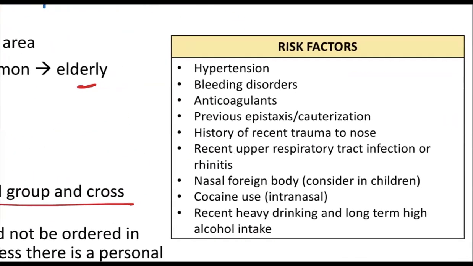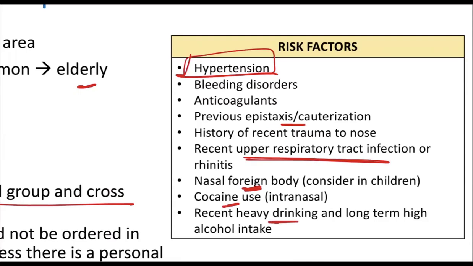What are the risk factors? Like for any bleed, the risk factors remain the same here also. The different risk factors you need to remember: hypertension can lead to a nosebleed. Previous cauterization or epistaxis can lead to it. Upper respiratory tract infections are one of the important causes. Dried mucus, they usually scratch it, resulting in bleeding. Any foreign body in the nasal cavity, especially seen in the pediatric age group. Cocaine abuse, they sniff the cocaine, it can cause perforation and bleeding. Heavy alcohol drinkers can also develop epistaxis.